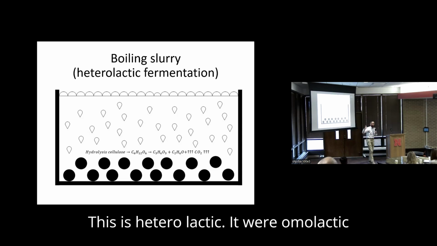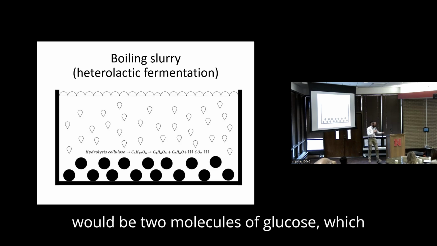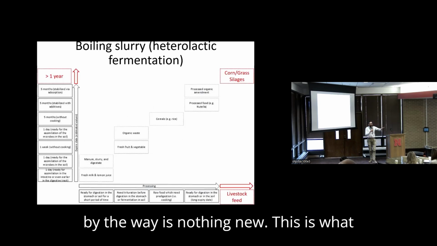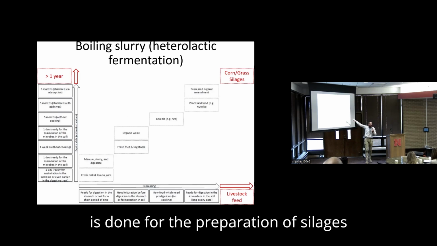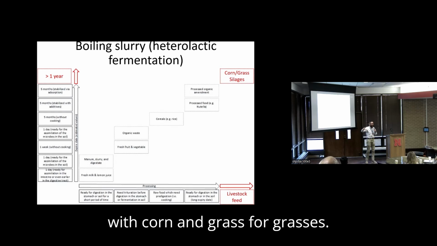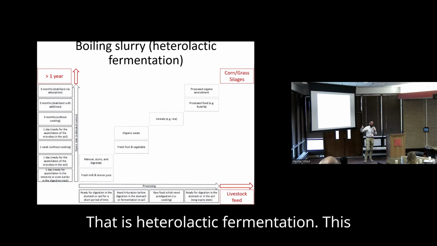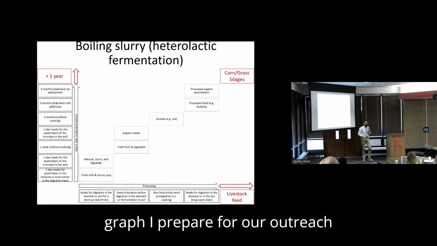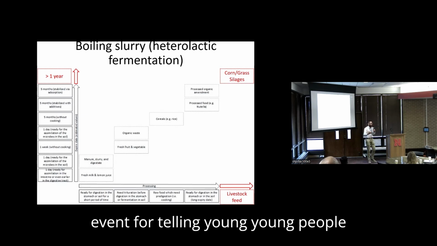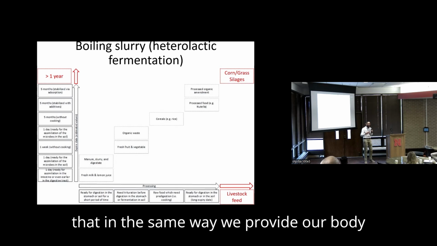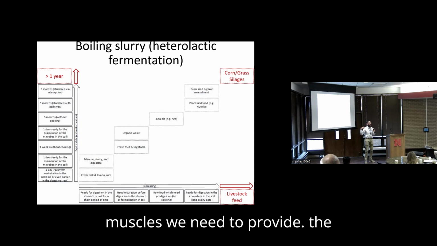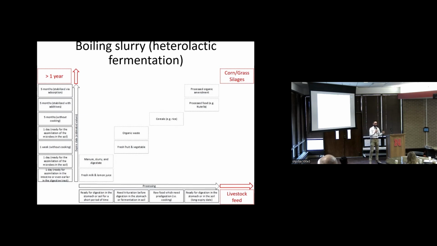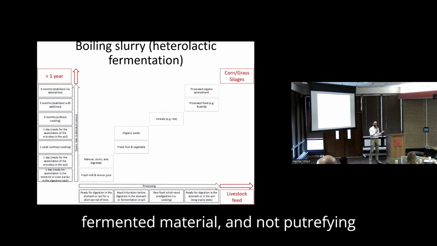This is heterolactic. Whereas homolactic would be two molecules of glucose, which by the way is nothing new. This is what is done for the preparation of silages with corn and grass. That is heterolactic fermentation. This graph I prepared for our event to tell young people that in the same way we provide our body with food in a good state to grow our muscles, we need to provide the soil with a material in a good state, fermented material, and not putrefying material, right?